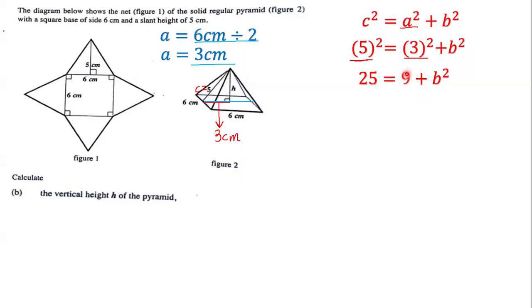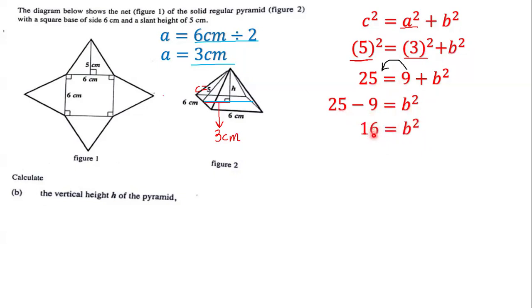We're going to take this 9 and send it over the equal sign. And so we have 25 minus 9. And so 25 minus 9 is equal to b squared. And so what do we have? We have 25 minus 9, and 25 minus 9 is 16. So we have 16 is equal to b squared.